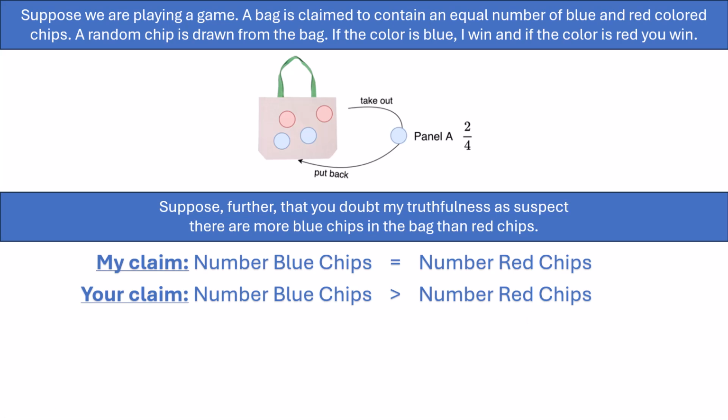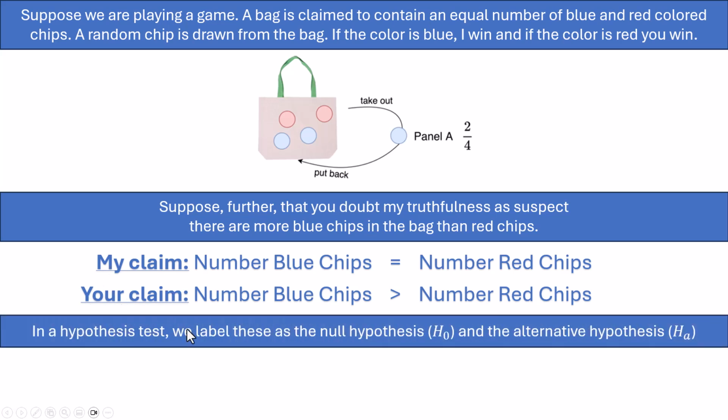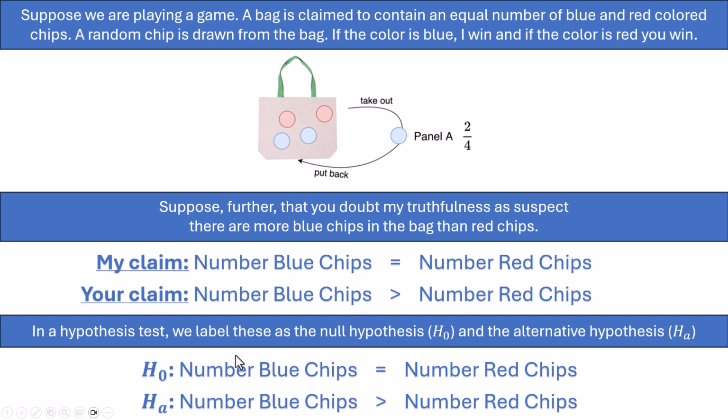With every hypothesis test, there will be 2 competing claims. In this case, we have my claim and your claim, but we have a different way that we typically represent these. In a hypothesis test, we label these as the null hypothesis, H sub 0, and the alternative hypothesis, H sub A, or sometimes H sub 1. So my claim that the number of blue chips is equal to the number of red chips is the null hypothesis, and the alternative hypothesis is that the number of blue chips is greater than the number of red chips.